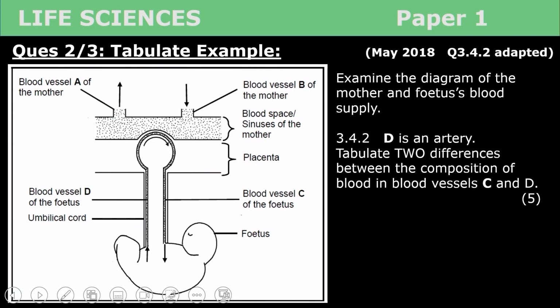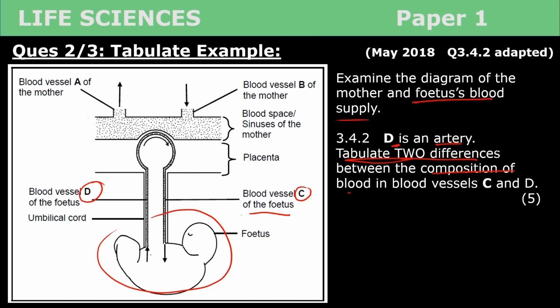Right. Examine the diagram of the mother and fetus's blood supply. D is the artery. Okay. And then quickly look for D. There is D. D is the artery. Tabulate 2 differences between the composition of the blood in the blood vessel C and D. Right. Blood vessel of the fetus. Here is the fetus. This one, the arrow is indicating that blood is going in that direction. This blood is coming in that direction from the placenta there, from the mother.